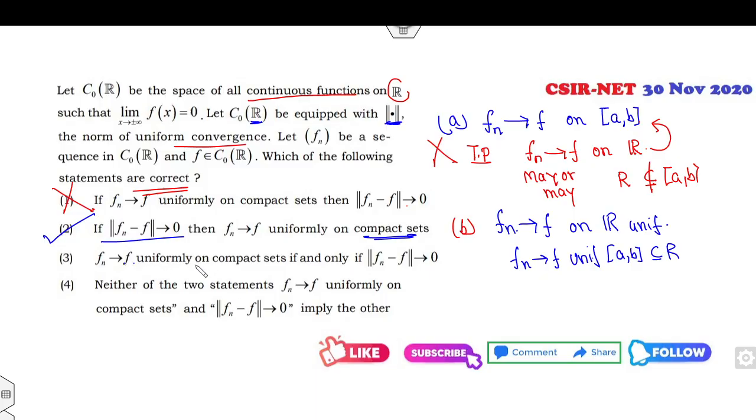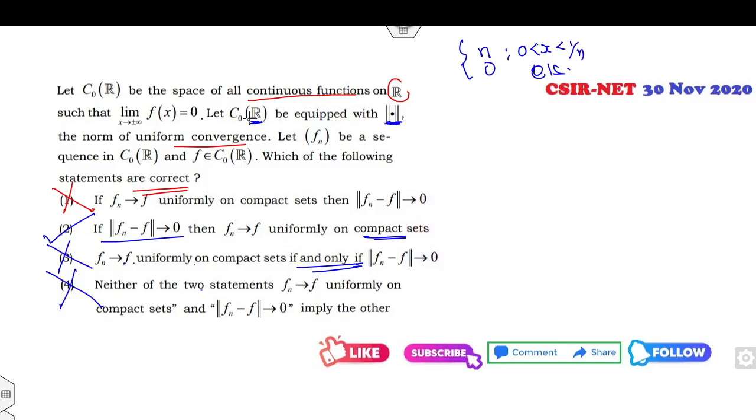Fn converges to F on the compact set if and only if. That's wrong. As I already told you, the example is n and 0. Fine. Otherwise, neither of the statements implies the other. That's wrong. If Fn converges to F uniformly, then you can say it is correct. Fine. If you want to find another example, I will provide you another example also.